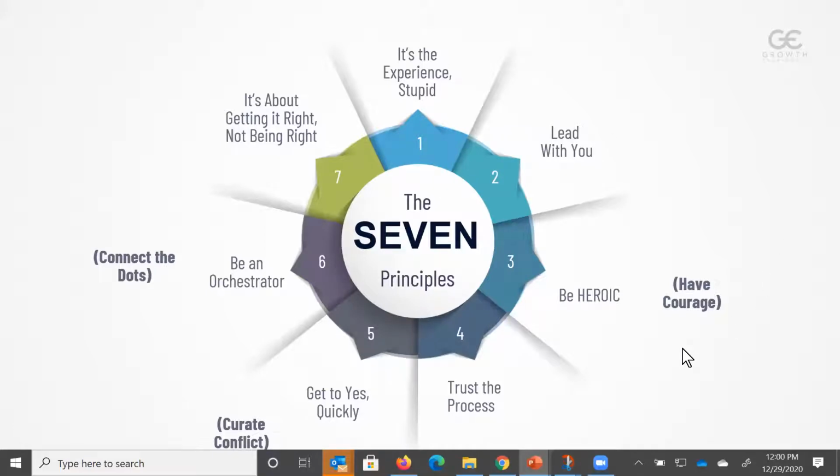So as a reminder, we're going to talk about the 7 principles. It's the experience, stupid. What does that mean to you now versus what does it mean to you in the past? Lead with you. Please talk about your own experiences. You have to master this stuff yourself first before you can worry about talking about it with other people. I need your help to do it because I need help to be able to master it myself too.